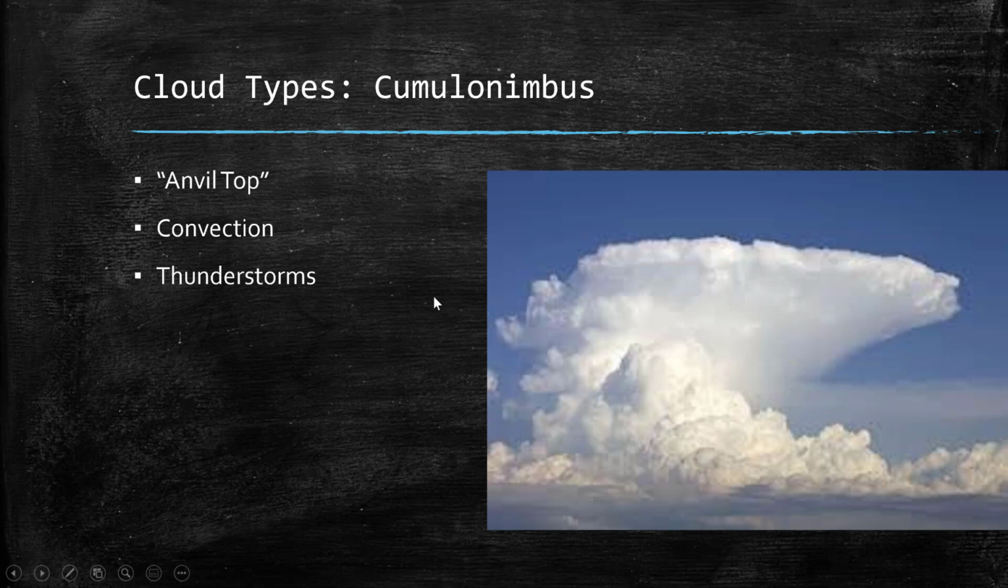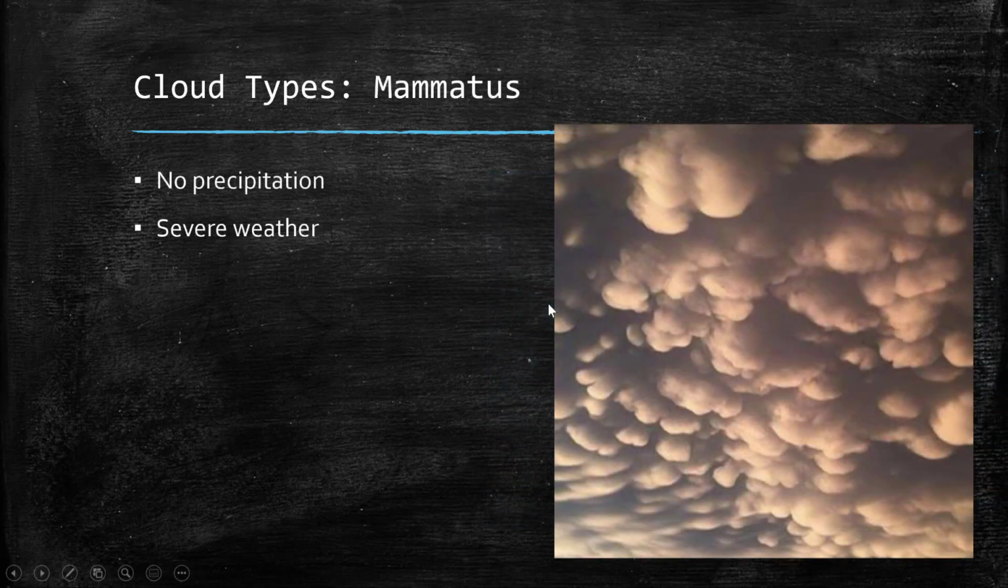A little subtype that's associated with the most severe thunderstorms are these really cool looking clouds, mammatus clouds. No precipitation with them, but with the most severe thunderstorms, usually you'll see these mammatus clouds around them. Very cool looking clouds.